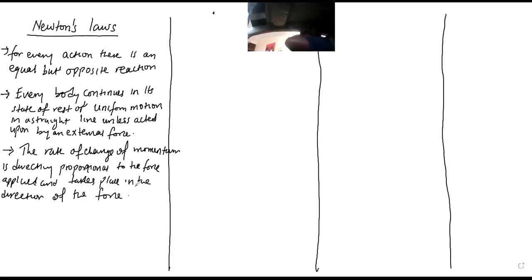Now, normally, people state these laws in this order. The first one, they call it the third one. The last one, they call it the second one. Then the second one, they call it the first one. Those are just codes given by people. But we don't have a fixed Newton's first law or second law. For example, they can ask you for the law of inertia.